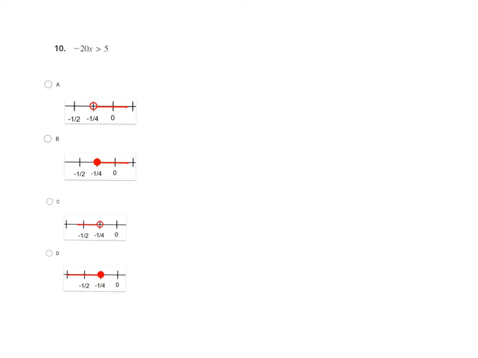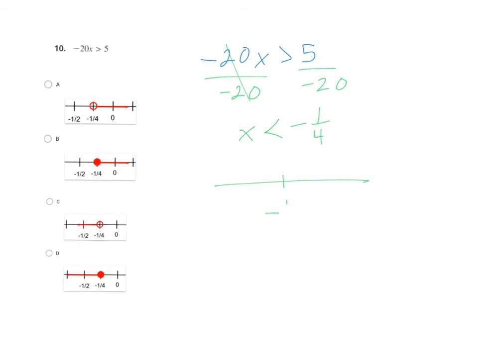Number 10, negative 20x is greater than 5. I'm going to perform the inverse of multiplying by negative 20, which is I'm going to divide by negative 20 on both sides. That's going to give me x. I have to flip the inequality because I'm dividing by a negative, and this would be negative 1/4. So here at negative 1/4, I would have an open circle running to the left. Looks like this one is C also.